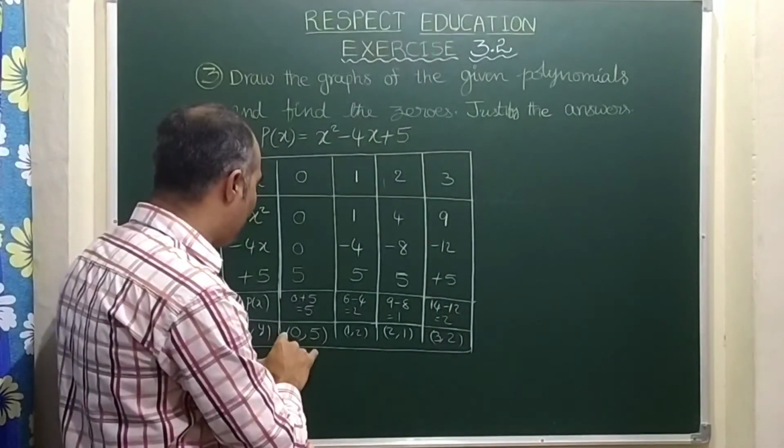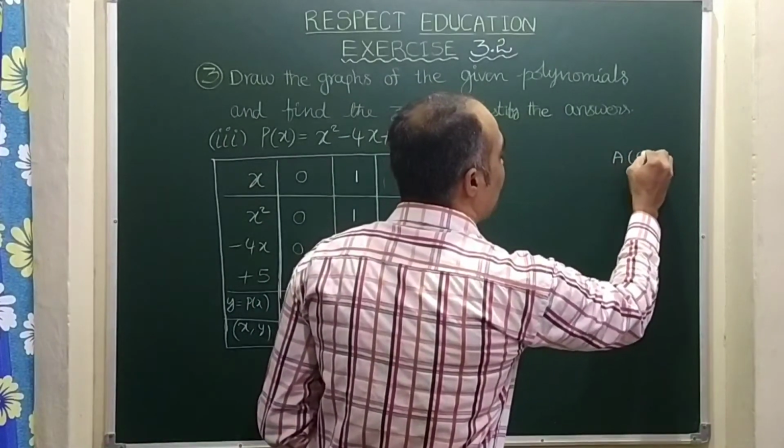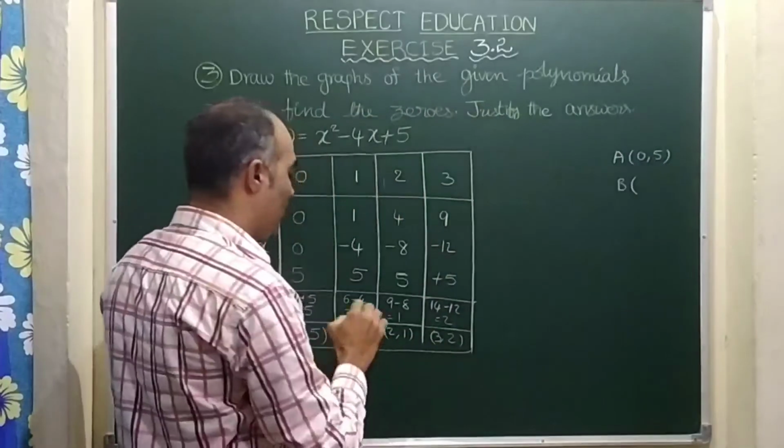So let us take the first point as A, 0 comma 5. Second point is B, 1 comma 2.